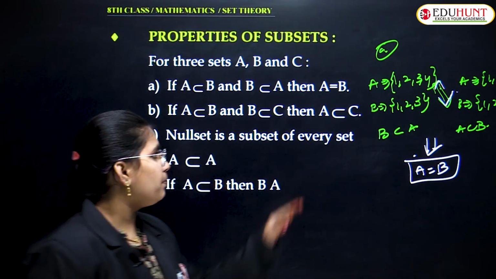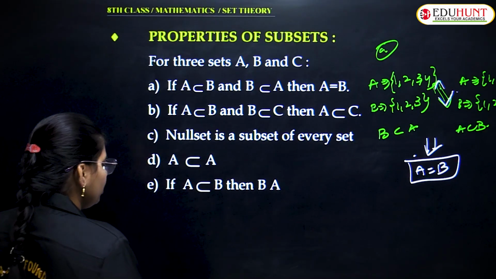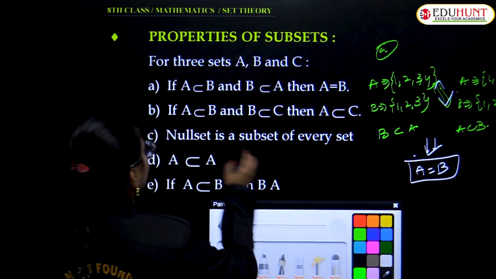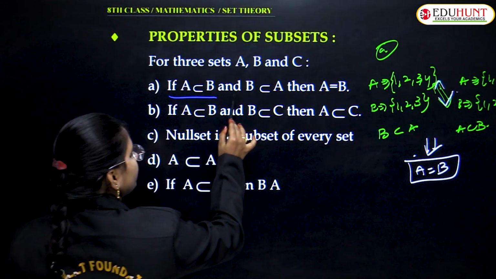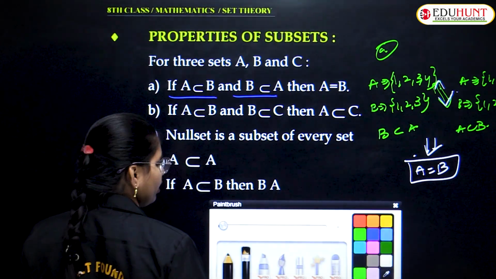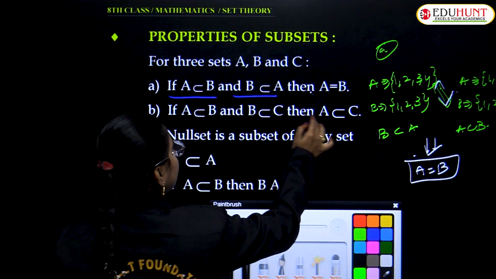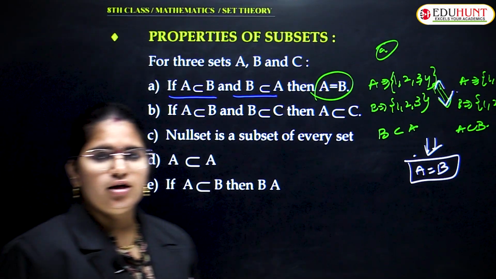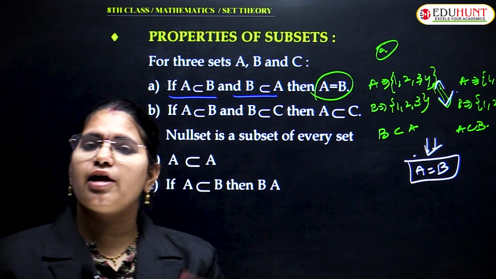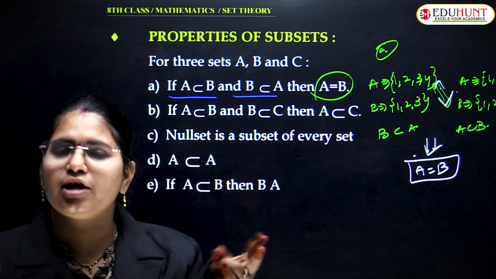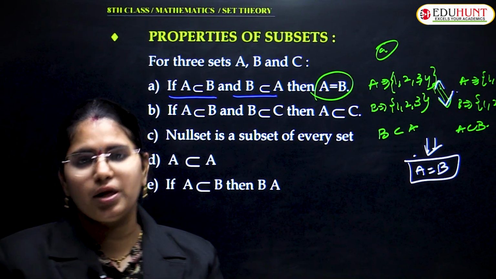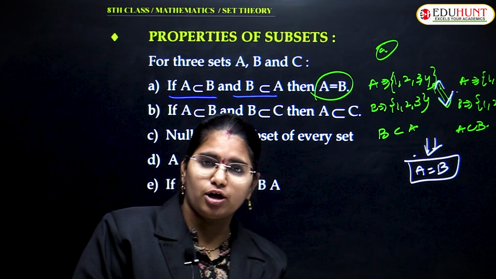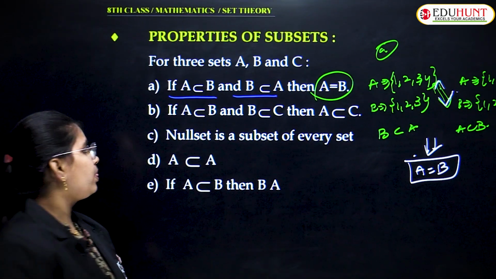I have just explained with an example. So from the above example, please observe, if A is a subset of B and B is a subset of A, then I can say A is equal to B, right? If A is a subset of B and B is a subset of A, then both sets are equal. That is the first property of subsets. Okay. Next one.